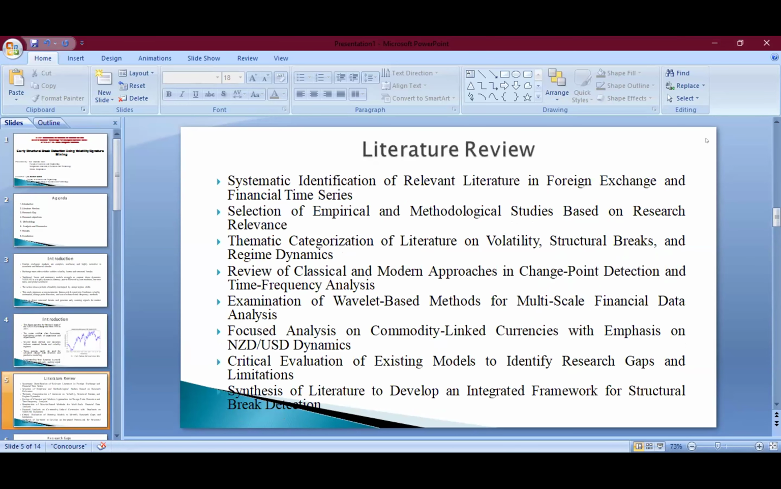So this is the literature review, from where we got the idea for our research. Mainly we focus on the relevant literature, especially on foreign exchange markets and financial time series. We also focus on methodological studies based on research relevance, thematic categorization, change point detection and time frequency analysis, wavelet-based methods, country-linked currencies, and some research focused on an integrated framework for structural break detection. These are the main literature we studied for our research.